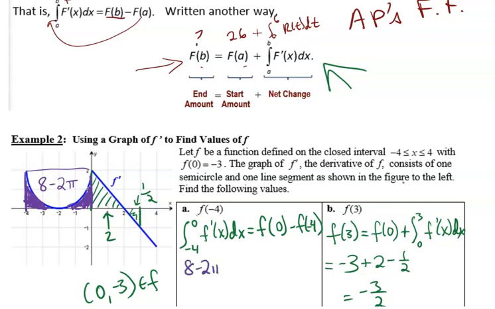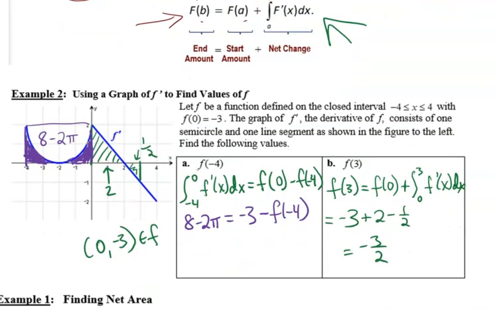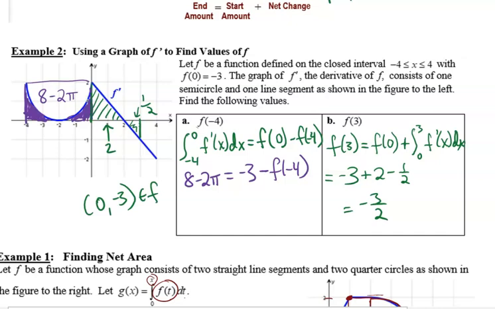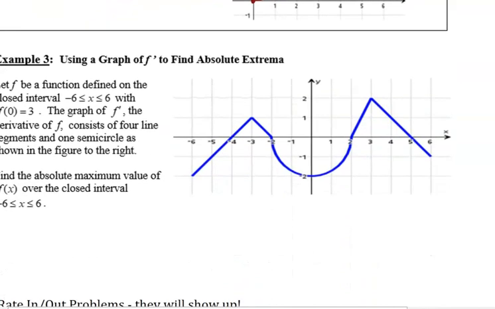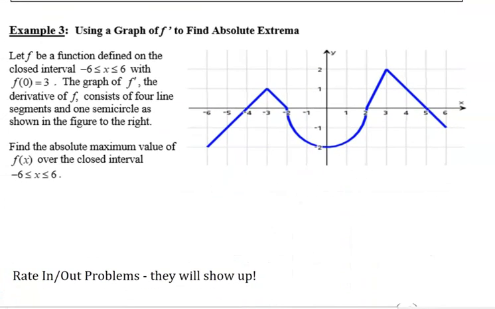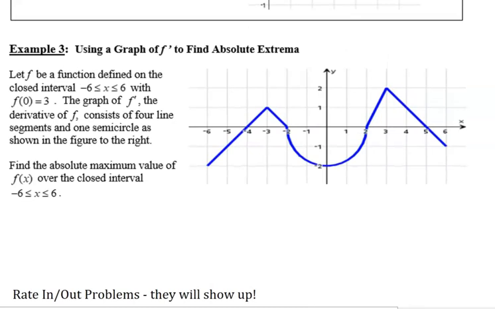So 8 minus 2 pi equals f of 0, which we are given as -3, minus f of -4, the thing we're trying to find. Adding f of -4 to both sides and subtracting this whole thing, we get f of -4 equals -3 minus 8, which is -11, minus -2 pi, so plus 2 pi, or you could write that as 2 pi minus 11. And then lastly for this video, we're going to do example 3, and we'll save rate in and out problems for later.